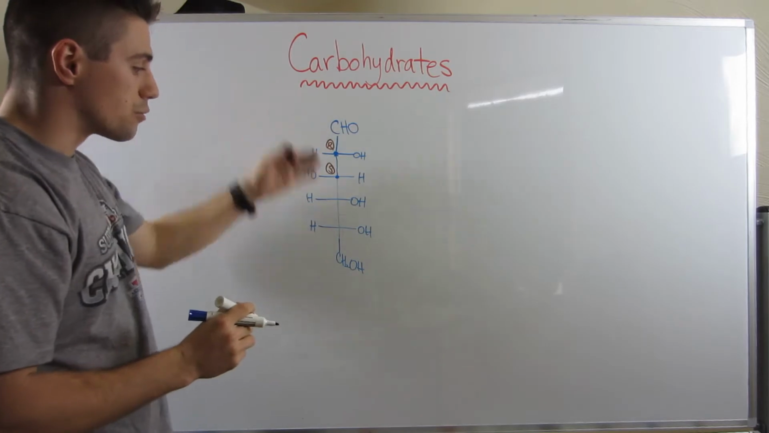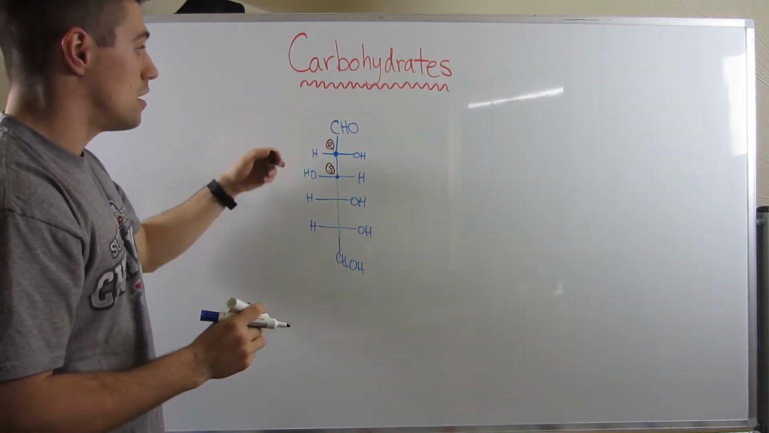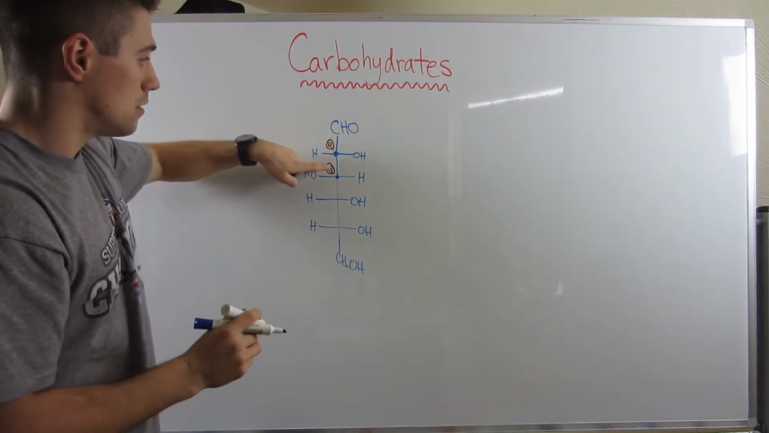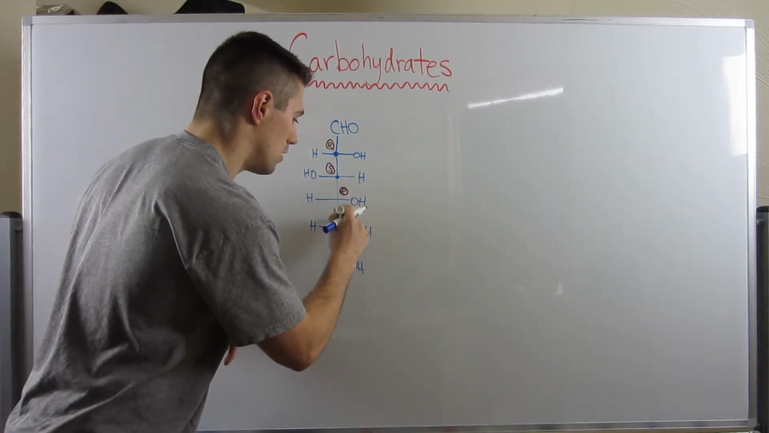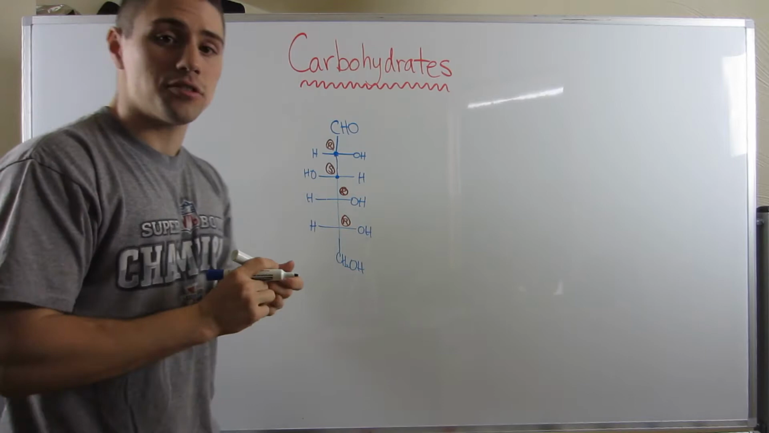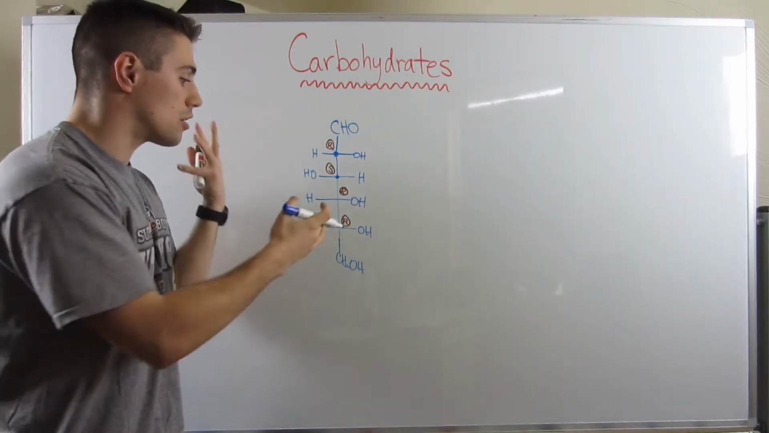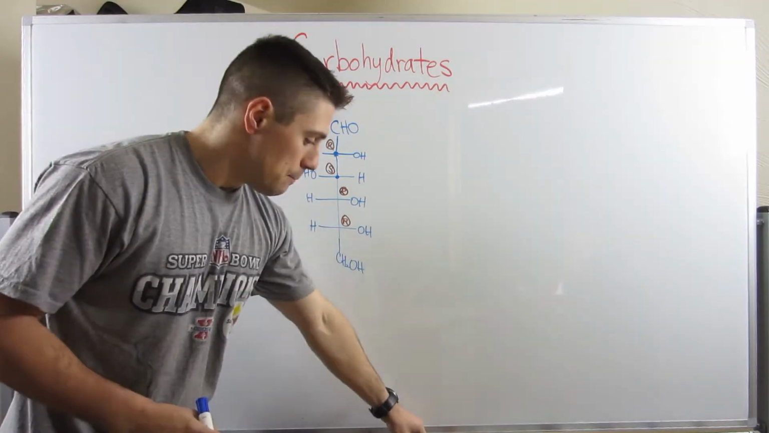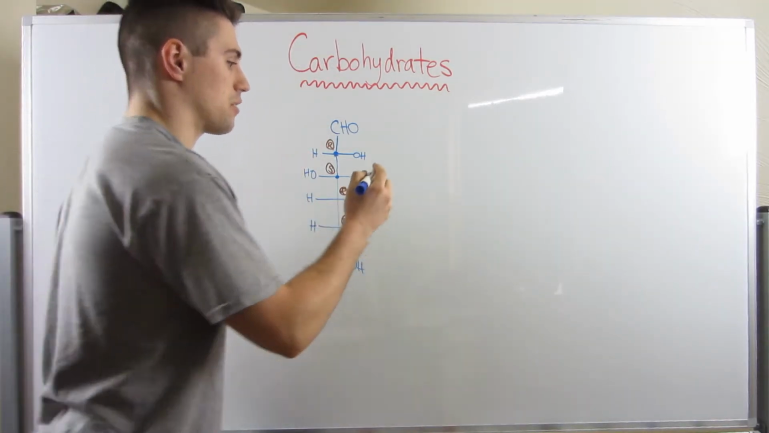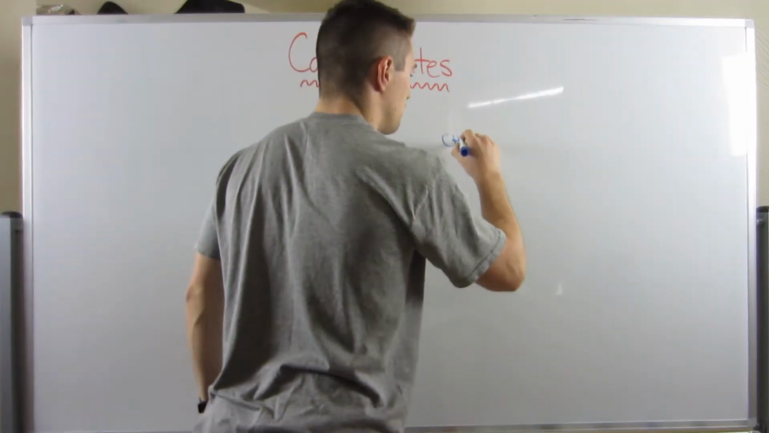So if I want to go through this whole sugar, glucose, this is R, S, R, and R. So assigning stereochemistry on an aldose like this is easy. Now, I just wanted to bring that up. So here, let's do another example real quick. I'll just make up a sugar.